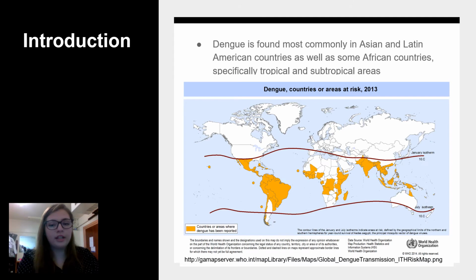Dengue is prevalent in tropical and subtropical areas, specifically those in Latin American and Asian countries. As you can see from this map, anywhere warm and tropical or subtropical is at risk for dengue because these are places where mosquitoes are very likely to occur.